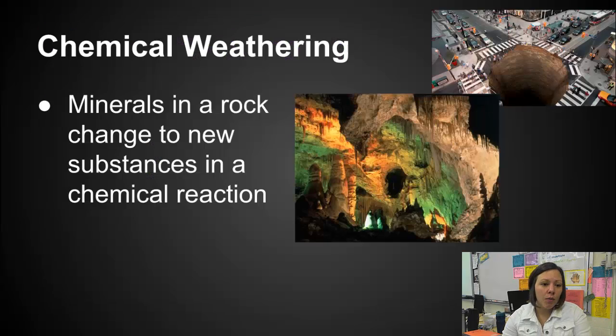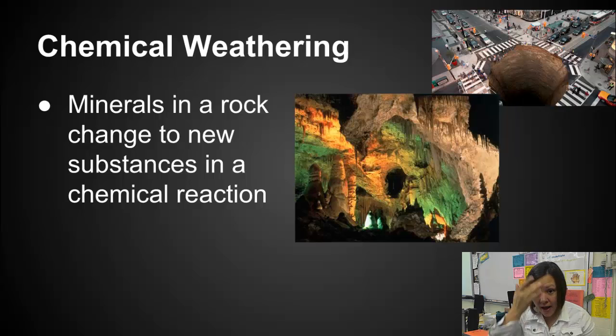Now, chemical weathering. I want to make sure we start to understand that this is something a little different than physical weathering. It's when we're actually taking a chemical and changing the rock so that it's something different. So a mineral in the rock changes into a new substance. So it's no longer the same kind of rock.